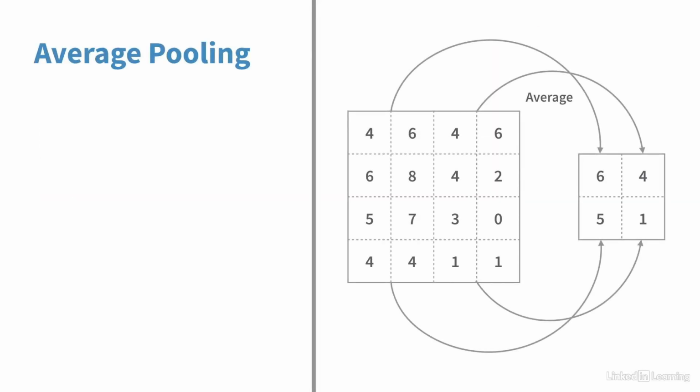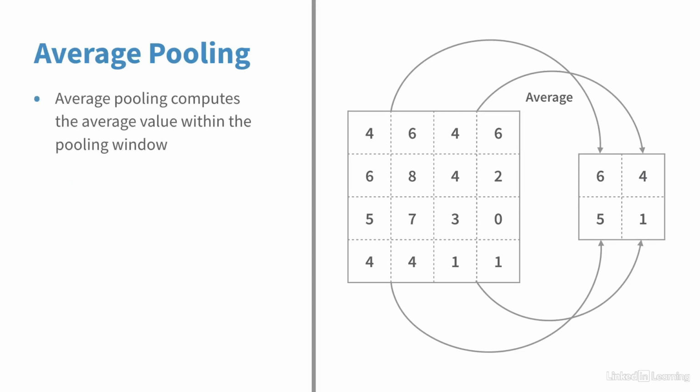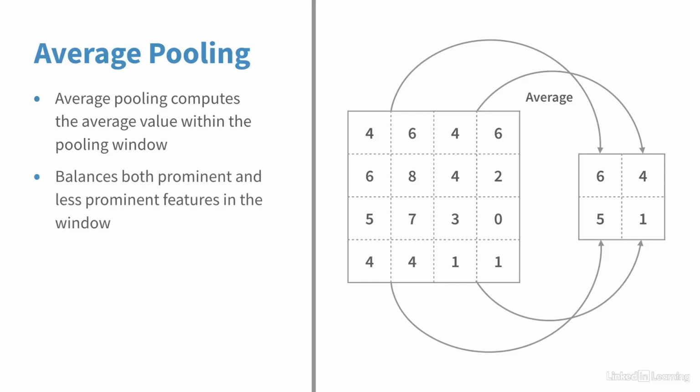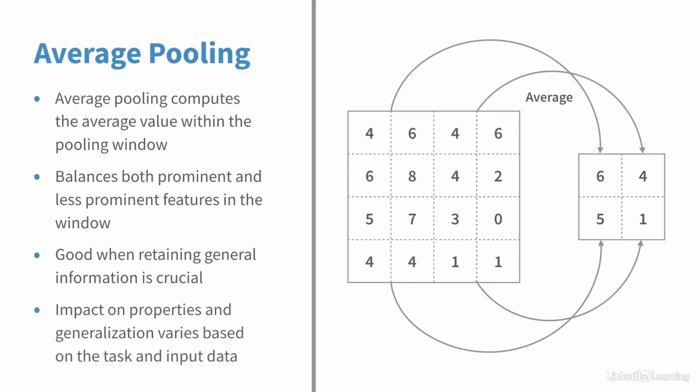Average pooling is an operation that calculates the average value of the data within a specific window. Unlike max pooling, which focuses on the most important and prominent features, average pooling considers both prominent and less prominent features to provide a balanced representation of the local region. This results in a smoother representation of the feature map, which can be advantageous in situations where retaining the general information is more important than focusing on specific features. Depending on the task and input data, this operation can have varying properties and generalization capabilities within the network.